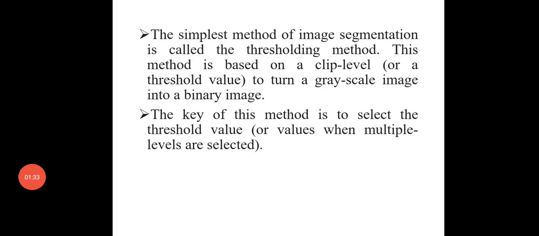The simplest method of image segmentation is called the thresholding method. This method is based on a clip level or a threshold value to turn a grayscale image into a binary image. The key of this method is to select the threshold value, or the values when multiple levels are selected. Segmentation of non-trivial images is one of the most difficult tasks in image processing. Segmentation accuracy determines the eventual success or failure of computerized analysis procedures.